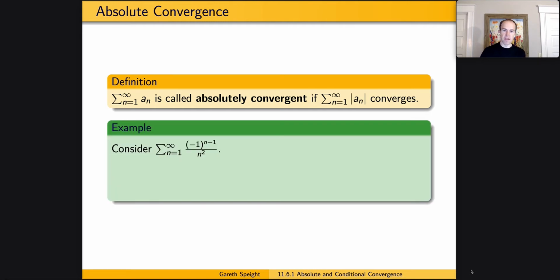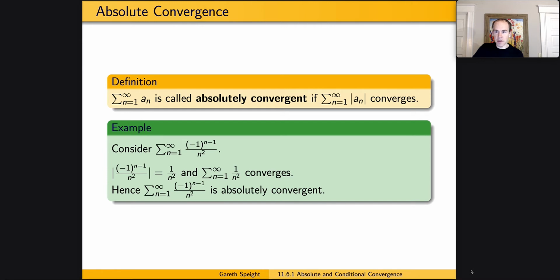So what are some examples of absolutely convergent series? For instance, consider the sum of (-1)^(n-1) over n squared. This starts with 1 over 1 squared minus 1 over 2 squared plus 1 over 3 squared minus 1 over 4 squared and so on. If we take the absolute values of a_n, we get 1 over n squared. And we know that the sum of 1 over n squared converges, so the sum of the absolute values of a_n converges. So this is an absolutely convergent series.